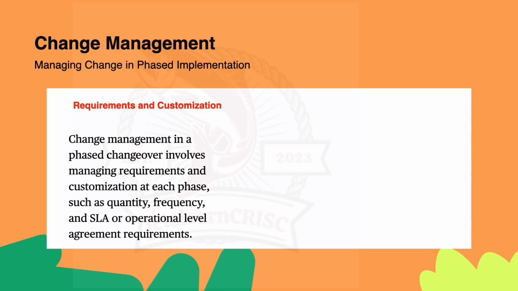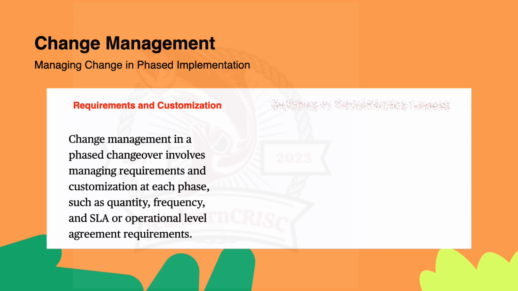Friends, change management during a phase changeover involves handling adjustments and customization in each phase. This includes managing factors like quantity, frequency, and operational agreement, right, to ensure that the system aligns with the evolving needs of the organization, right? Let's understand this with an example. Consider upgrading an inventory management system in phases. Initially the system might track a certain quantity of items at a specific frequency. As requirements change, the system needs customization to adapt, and change management ensures these modifications are smoothly integrated, right?